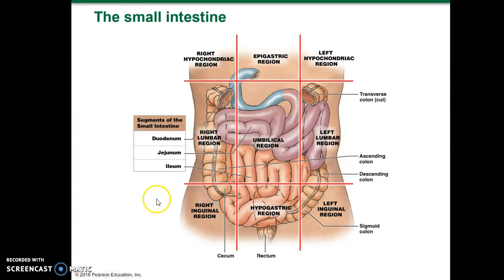And this is seen here in this graphic. You see the duodenum is found here, right at the right lumbar region, and part of it in the epigastric and the right hypochondriac, moving onto the umbilical. Then the jejunum is in this middle circular area of right lumbar, umbilical, and left lumbar. And then the ileum is pretty much all the lower areas.